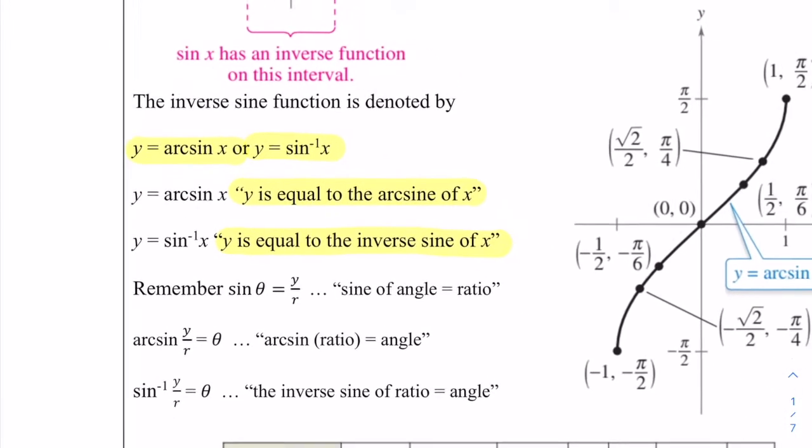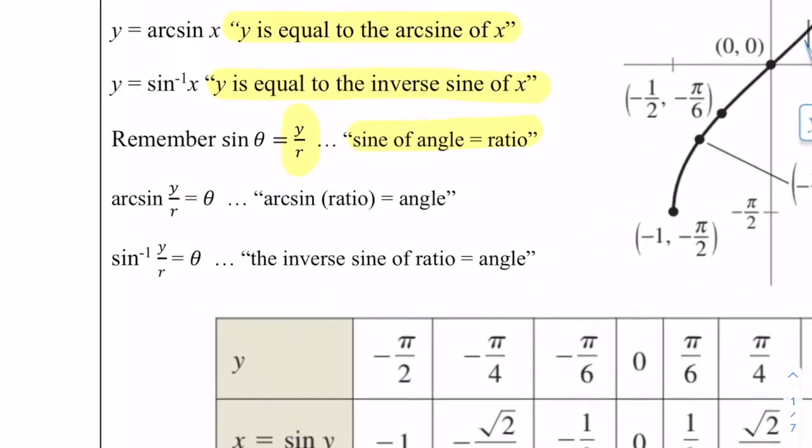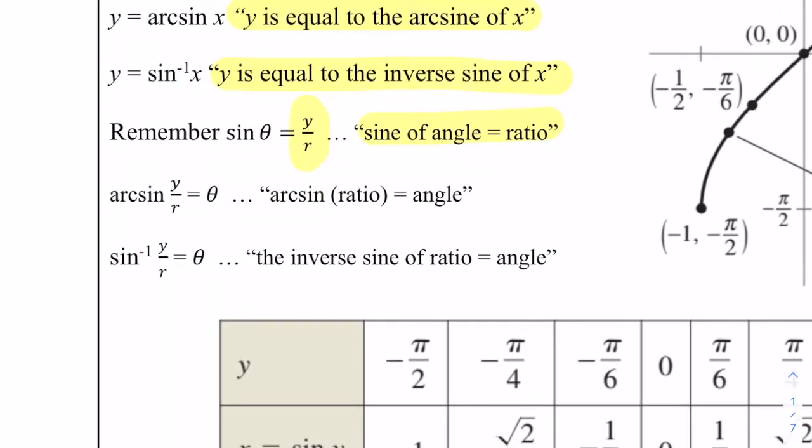Now remember, sine is the opposite over the hypotenuse, or in the unit circle it is the y over the r. So the sine of the angle would always equal that ratio. Now when we're looking at the inverse, remember the x and the y swap places. The input becomes the output and the output becomes the input. So whenever we're using inverse sine, the arc sine of the ratio is going to equal the angle. This is when we have the ratio and we want to find that angle. And you can use that in your calculator. You just hit second sine.